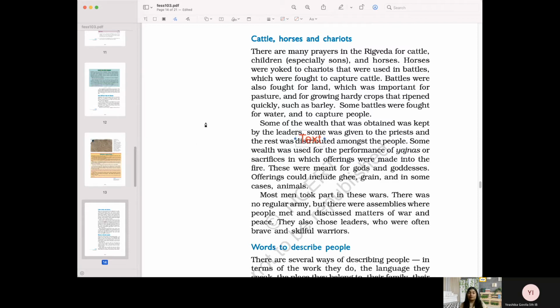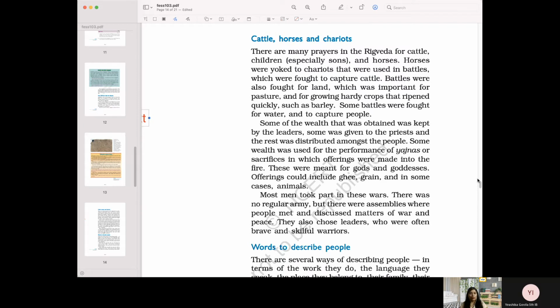Apart from it, it's shown that some of the wealth was obtained by leaders, some by priests, and the remaining wealth was distributed among people. So this shows that even at that time there were societal classes, differences in different classes of the society. There was a priest class, the Brahmin class, then next was the Kshatriya class, right? So like this, it was there.